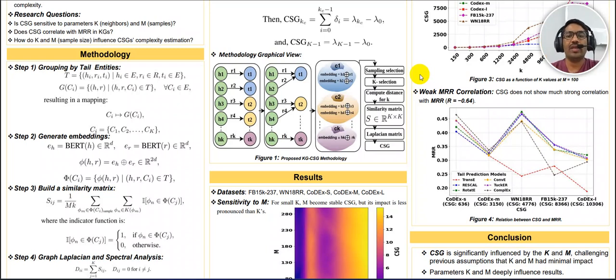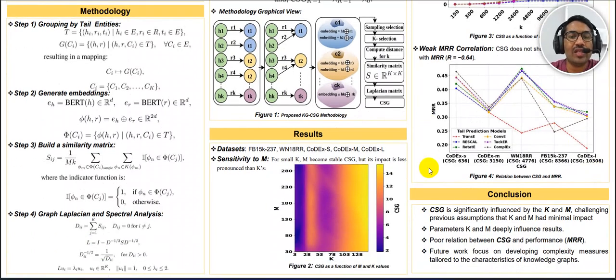This is our next step, and then we compute the distance, then the similarity matrix, then the Laplacian, and the final step is the CSG value. So this is the whole methodology, the whole flow of how we computed our CSG value. And then if we look at the result in Figure 2, as previously claimed, the k value and the sampling value m affect the CSG value minimally, there is not that much impact of m and k on the CSG value.